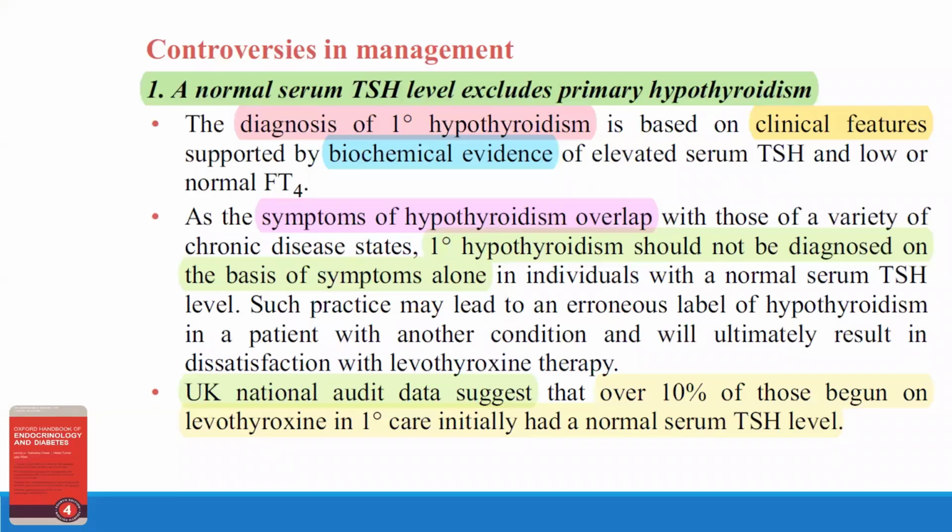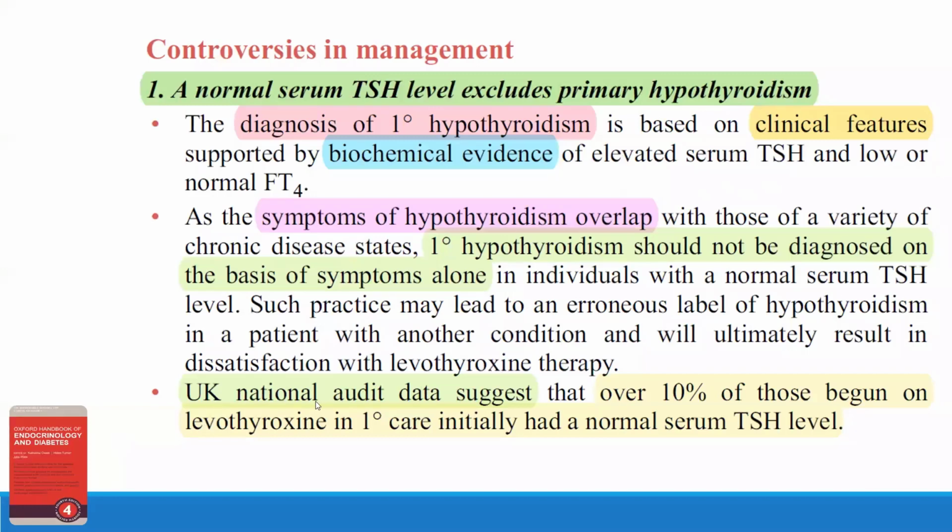Normal TSH level excludes a primary thyroid disorder. In primary hypothyroidism, TSH must be elevated. So we should diagnose primary hypothyroidism according to the TSH. Even if the patient has manifestations of hypothyroidism with normal TSH, in this situation primary hypothyroidism is excluded by 100%. If you want to check for central hypothyroidism, we should do free T4 and TSH. So primary hypothyroidism should not be diagnosed on the basis of symptoms alone.